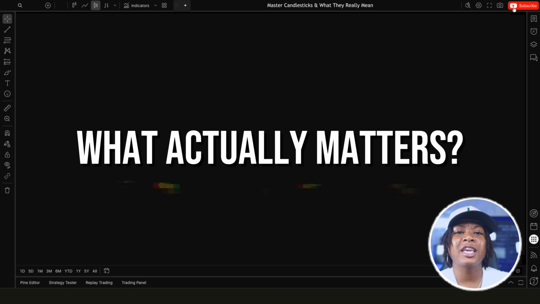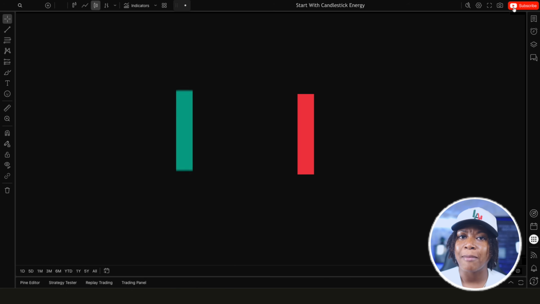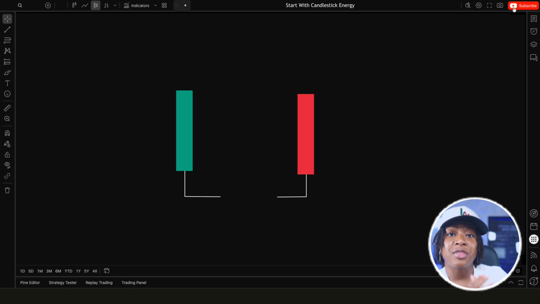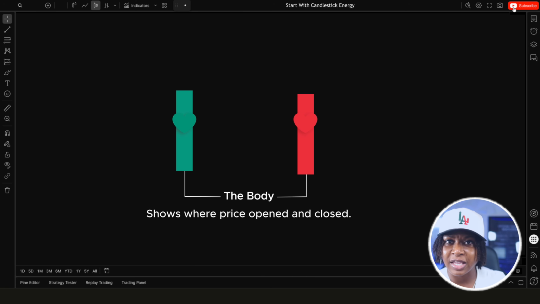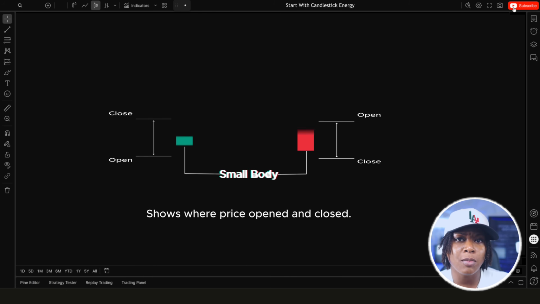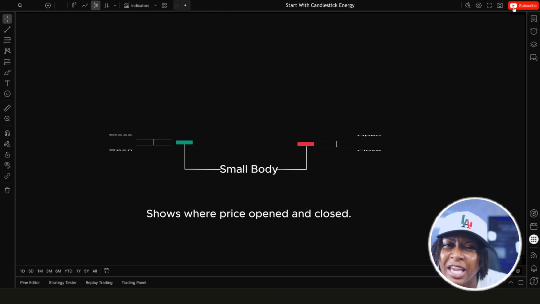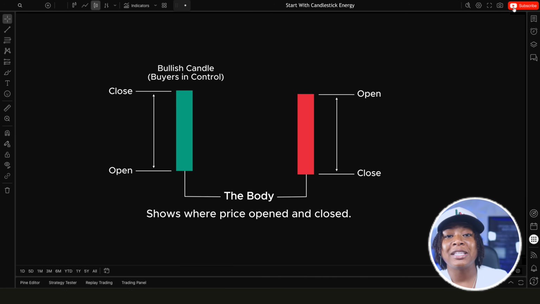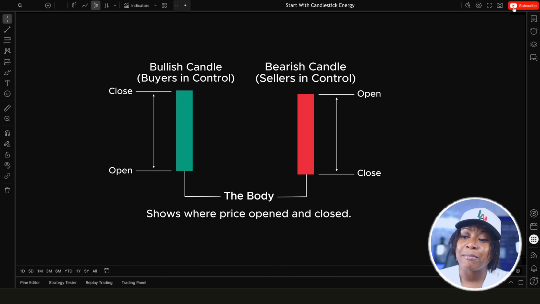You have to start with the candlestick energy. Let's talk about what's really happening inside of these candlesticks. Every candlestick consists of two important parts. You have the body. The body is the heart of the candle. It's going to tell you where the market opened and closed. So if you see a longer body, that screams momentum, and smaller bodies whisper that nobody's fully in control here. If it's green, that means in that particular price movement, buyers were dominating the market. If it's red, that means for that particular time period, sellers had the upper hand.